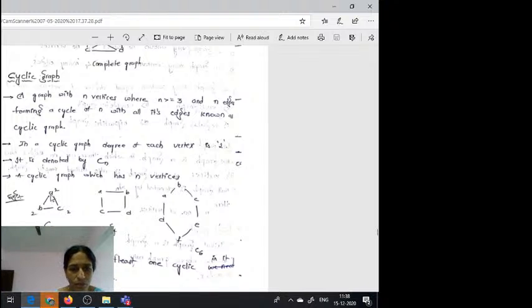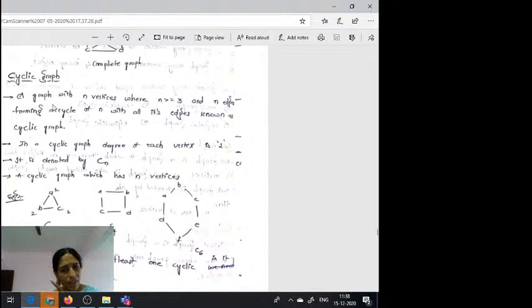Suppose you can observe here A, B, C. That means here, what is this? This is a cycle. From A to C an edge is there, from C to B an edge is there, and from B to A an edge is there. That means the starting point and the end point are both the same. So a cycle is formed. Now this is called a cycle graph.